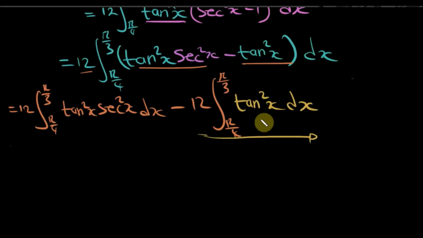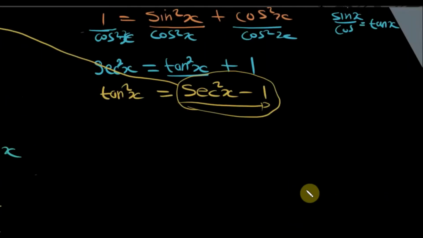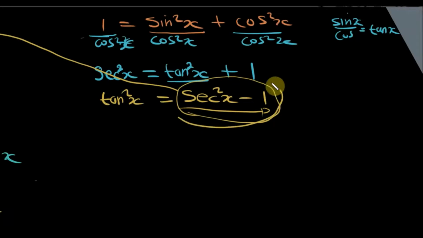So what we can do is replace tan squared x with an identity of which the integral we do know. Therefore, that will simplify our work. But wait a minute, we already know that tan squared x can be replaced by sec squared x minus 1. So with that knowledge, we can just do that here.